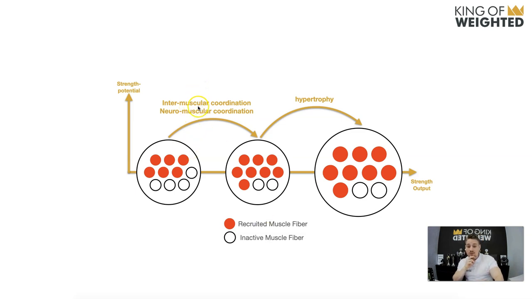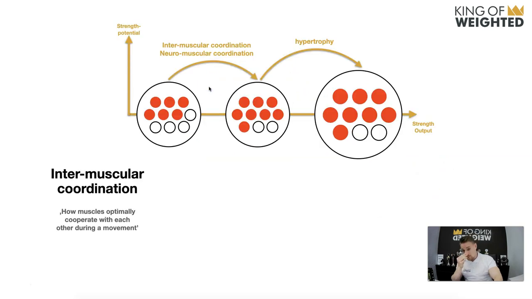And here we have those different mechanisms that bring us closer to our maximum strength output. Let's start with the first one, which is the so-called intermuscular coordination, which tells us how muscles optimally cooperate with each other during a movement. Let's consider a biceps curl: to curl that weight up, we need to have one muscle active, and the muscle on the other side, the antagonist, needs to be inactive. Because if the triceps pulls here, my biceps can't create the maximum force output.